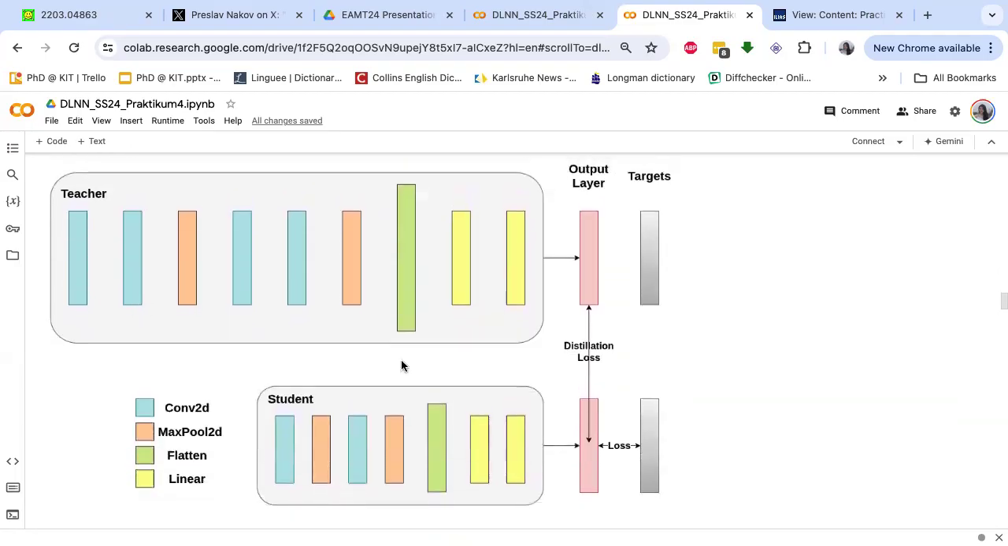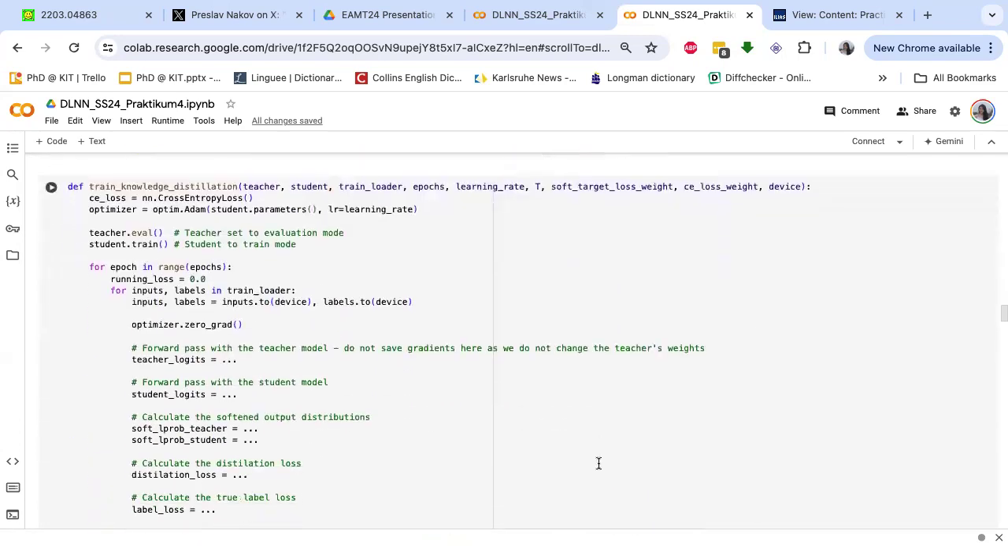So this is the diagram. The teacher model would already be trained, and now we only use it for teaching the student model. So for the student model, we will still have the normal loss as we had before. But here, in addition, we will also have the distillation loss, which compares the output of the teacher and the output of the student. So technically that's the idea.